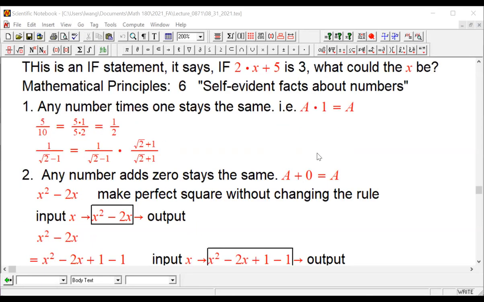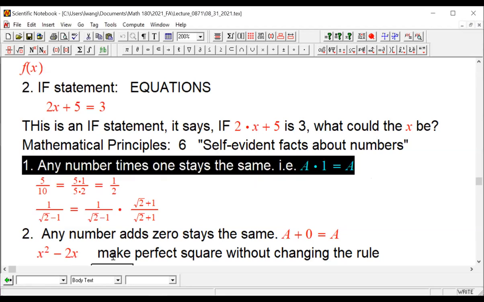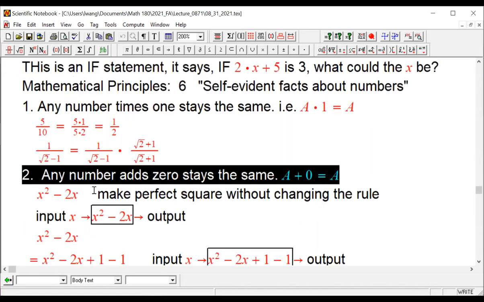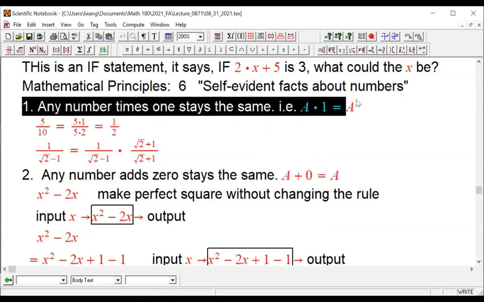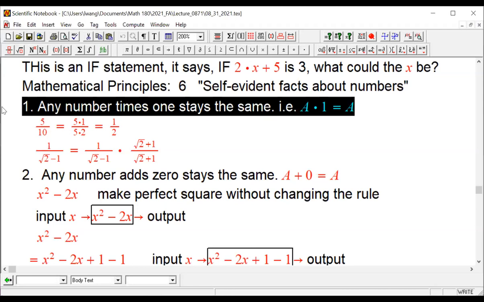No, now let's review. We have 4 principles. Principle number 1, any number times 1 stays the same. Number 2, any number add 0 stays the same. These 2 principles you can apply anywhere you want, because whenever you have a number, you multiply by 1, add 0, it's not going to change the number. So you can do that freely whenever you want.